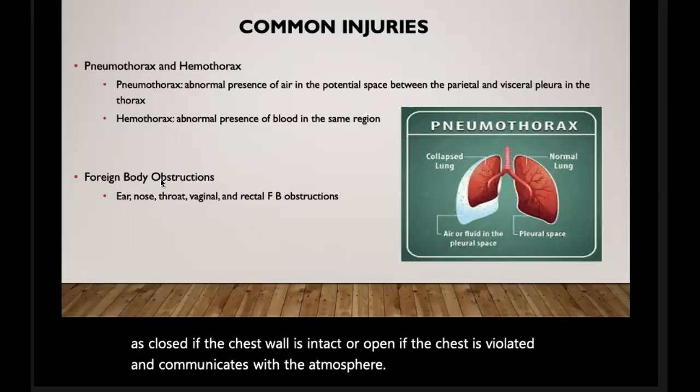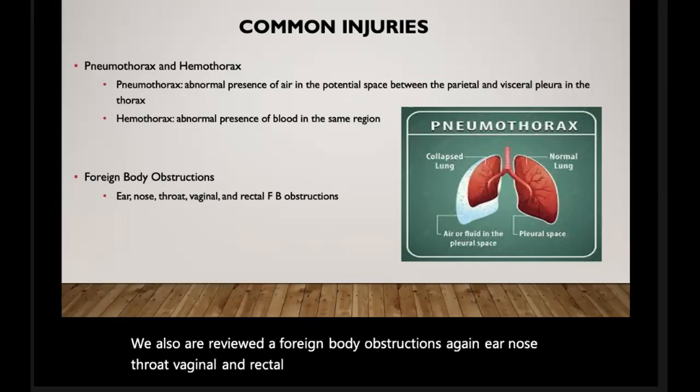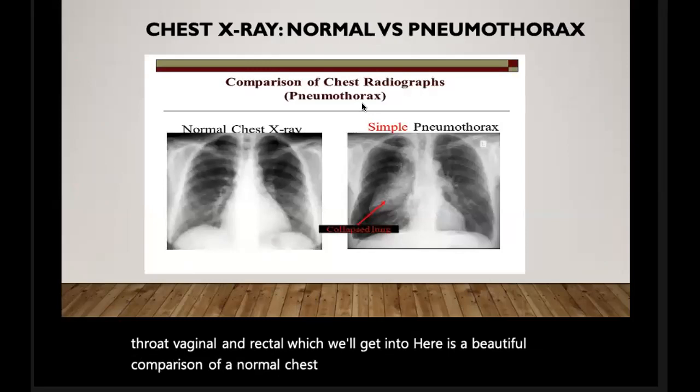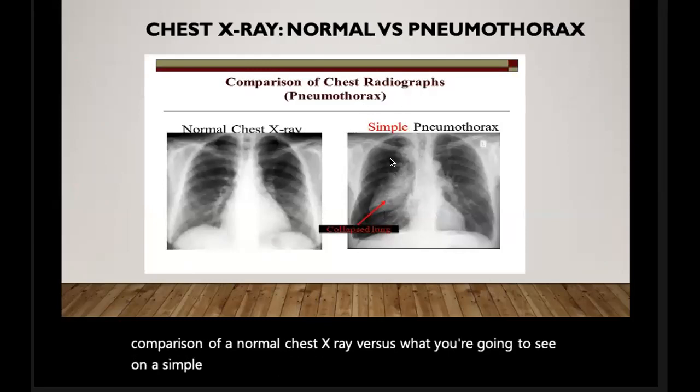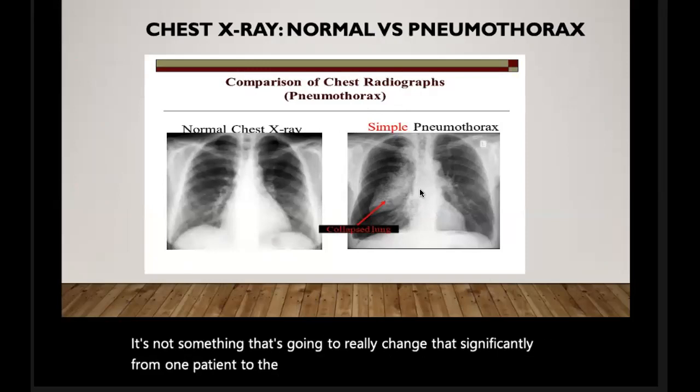We also reviewed foreign body obstructions, again in the ear, nose, throat, vaginal, and rectal areas, which we'll get into. Here is a beautiful comparison of a normal chest x-ray versus what you're going to see with a simple pneumothorax. Just familiarize yourself with this, guys. It's not something that's going to change that significantly from one patient to the next. If they have it, they have it, and you'll see it.